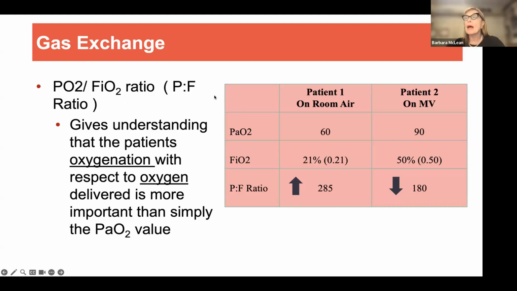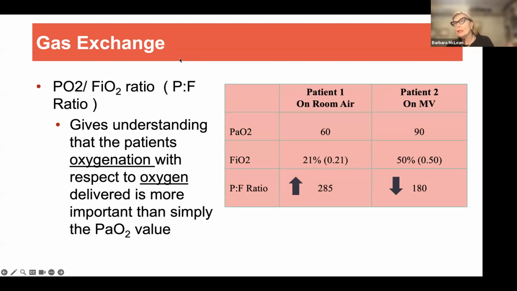This is known as the P to F ratio, also known as the PaO2 to FiO2, or the PF ratio. So you might hear it called PF, P to F, PaO2 to FiO2. What it does is it takes the patient's PaO2 from the blood gas and divides it by the FiO2 that you're administering. So it helps us to understand much more than simple PaO2. What it helps us to understand is, does the gas I give the patient get into the blood?